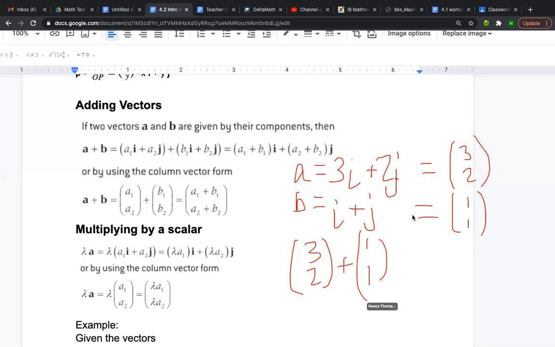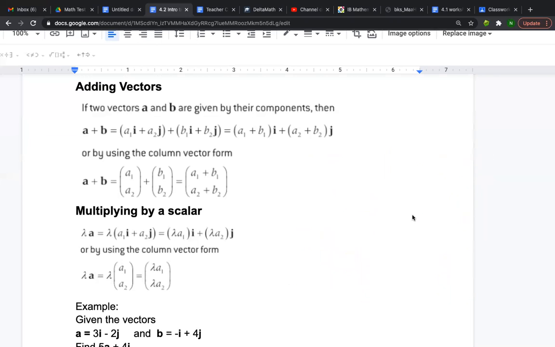So I just add straight across. 3 plus 1 is 4, and 2 plus 1 is 3, and that's my new vector. You can do it the other way and group your i's. So 3i plus 1i gives you 4i. That's totally fine. But I think it's a very easy conversion, and I think column vector is a lot easier to write in.